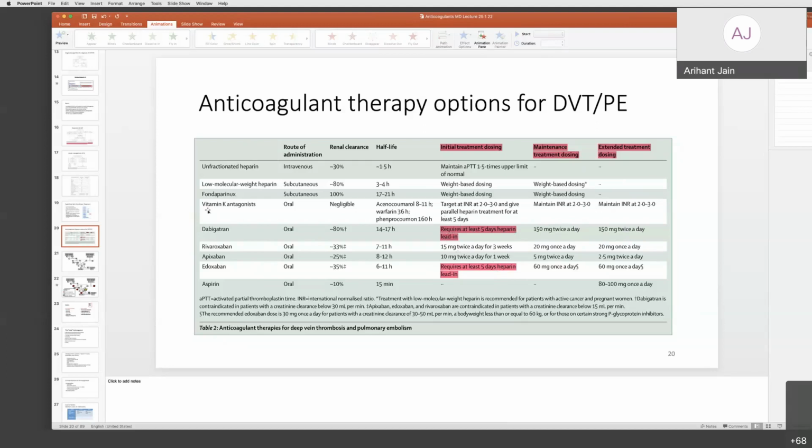Also, VK antagonists also require a 5 days lead-in with heparin, whereas rivaroxaban, apixaban, you don't need a heparin bridge of 5 days. You diagnose pulmonary embolism, and you can just straight away start with a 15 milligram BD dose of rivaroxaban or apixaban 10 milligram BD, right? So these are the most commonly used NOACs. There is another one called Betrixaban, which has been recently approved.